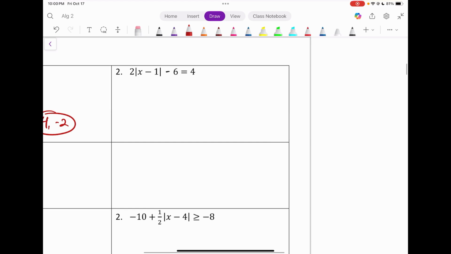To get rid of -6, I add 6. To get rid of ×2, I divide by 2. To get rid of absolute value, I plus and minus. To get rid of -1, I add 1. My two answers are 1 plus 5 and 1 minus 5.